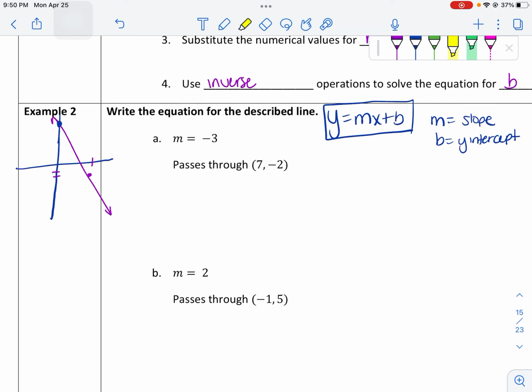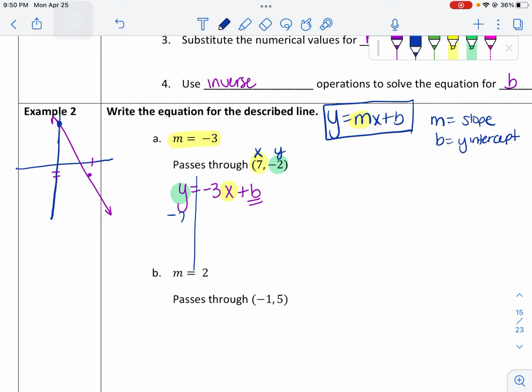So step 1, we know the slope. We're going to start by plugging in y equals -3x plus b. So our slope is our m. In my equation, I plugged in -3 for the m spot here. And then I was given an ordered pair, (7, -2). Now this is an xy coordinate. So I'm going to plug in 7 for the x spot and -2 for the y spot. And my goal in doing that is to solve for b.